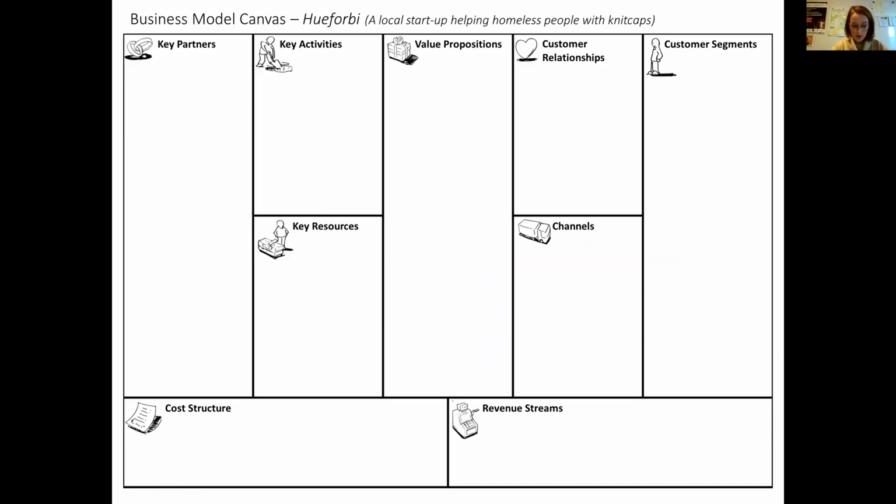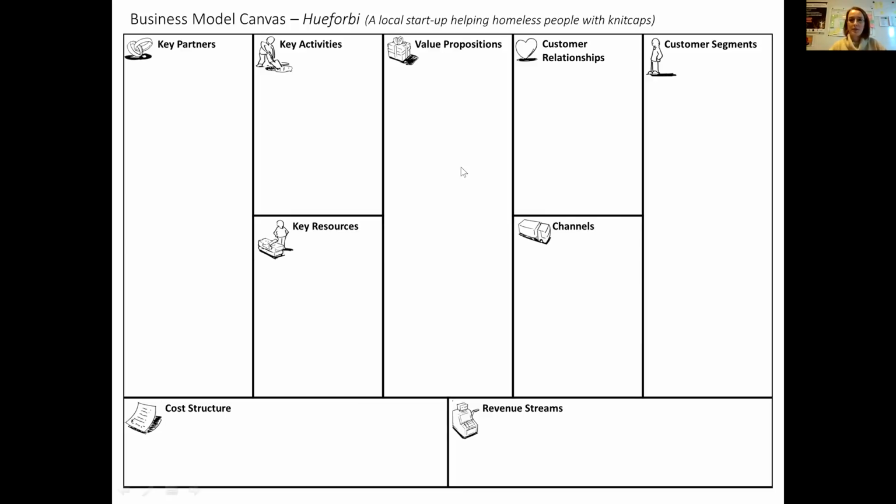So in the light of these clues, who are our customers here? Do you have any ideas? Can you write in the chat session to all panelists and also all attendees, please? Okay, no ideas?